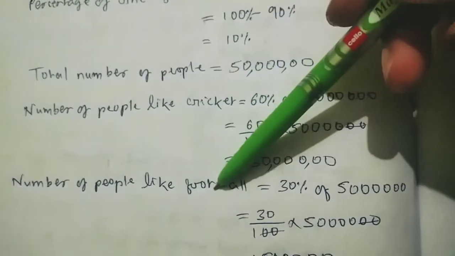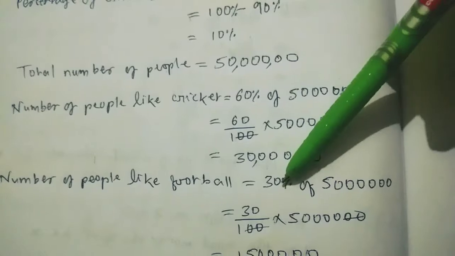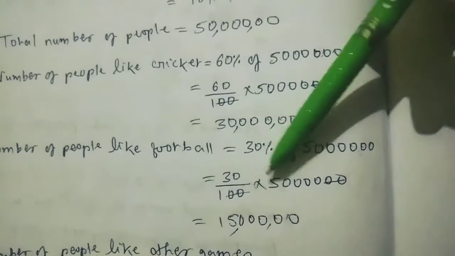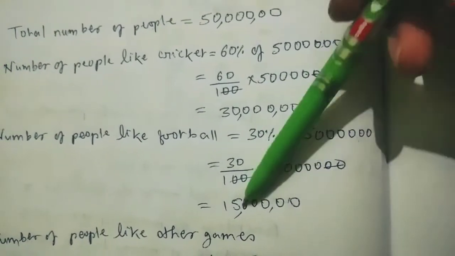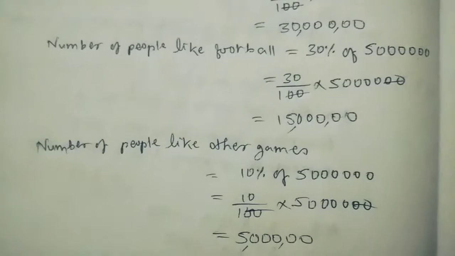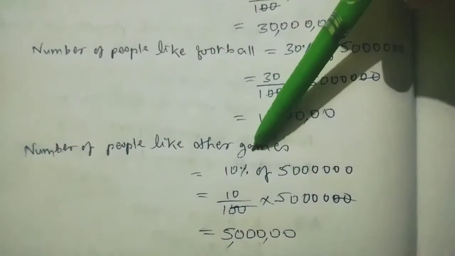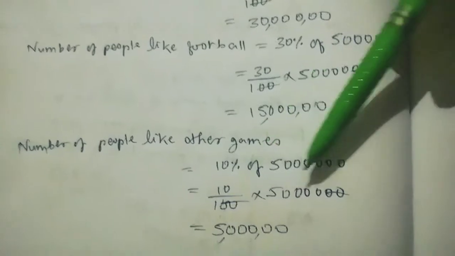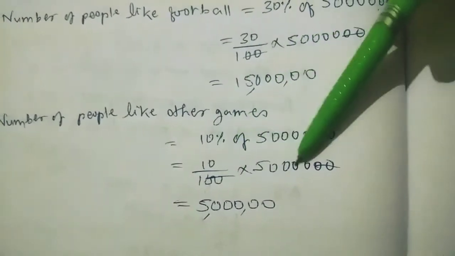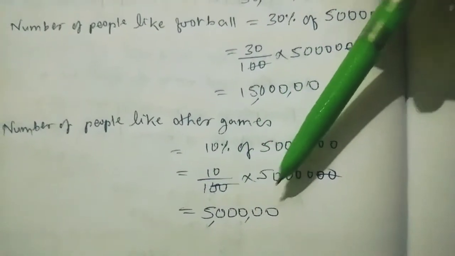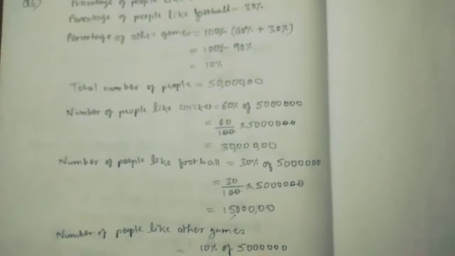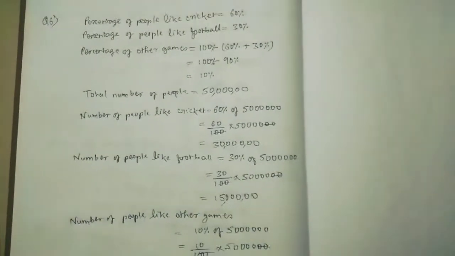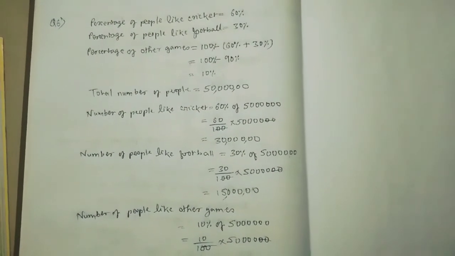Now the number of people who like football. Football is 30%, so 30% of 50 lakhs is 30 by 100 into 50 lakh, which is 15 lakhs. Now at last, the number of people who like other games. We got 10%, so 10% of 50 lakhs is 10 by 100 into 50 lakh, which is 5 lakh. So in this way we can find the solution of this question. Okay, a very long question, but it is easy. Understood?